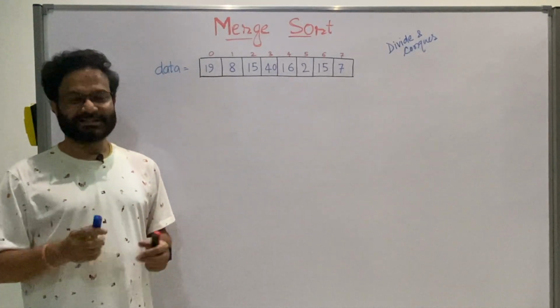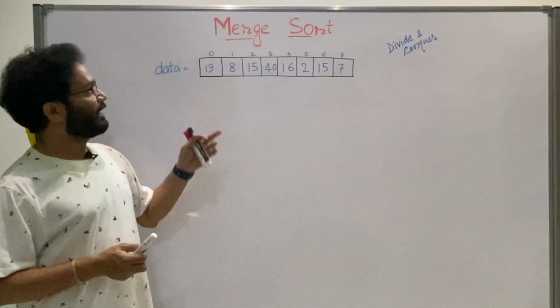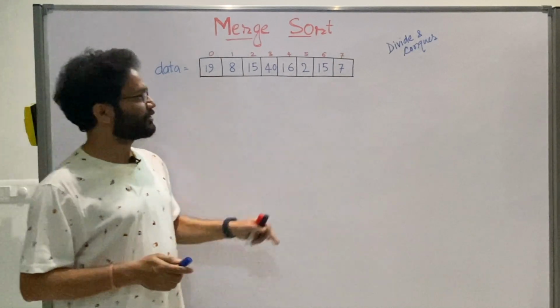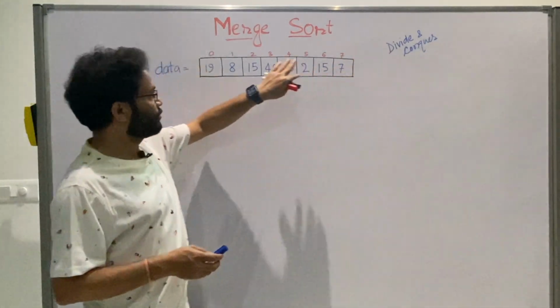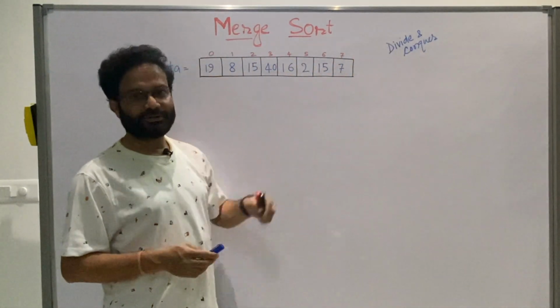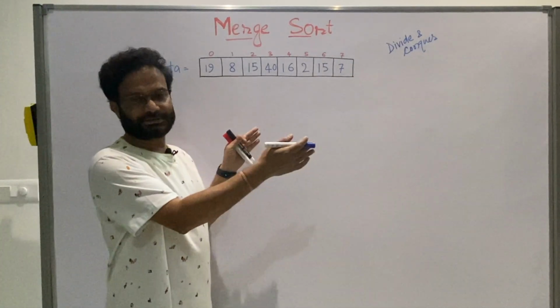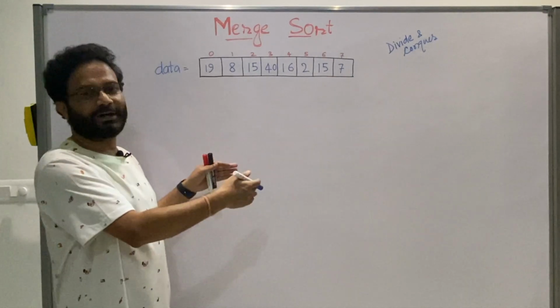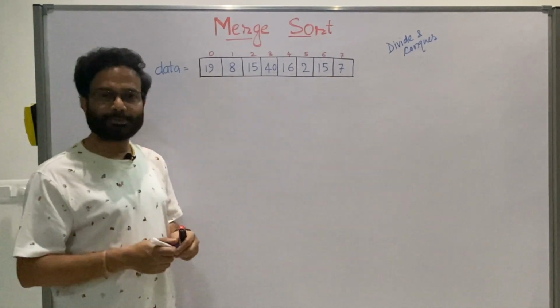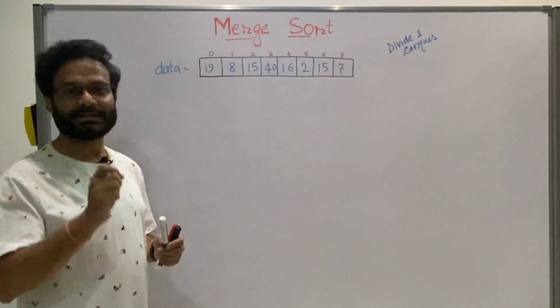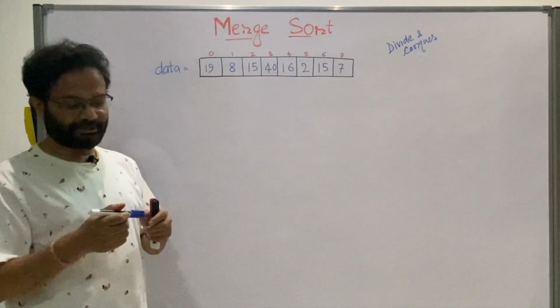So merge sort is another way of sorting. The main paradigm behind merge sort is divide and conquer. If this data set has been given to you, you have to divide it into two parts. Again, those parts will be divided into two parts. You have to go until you get a single element, and then you have to merge it.